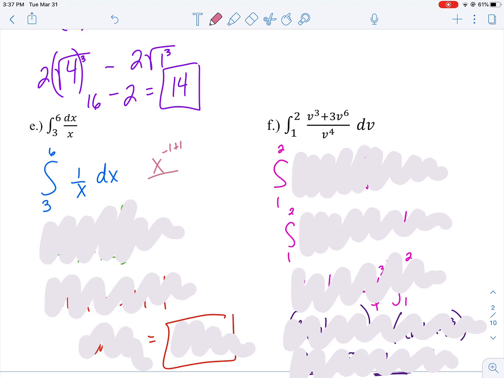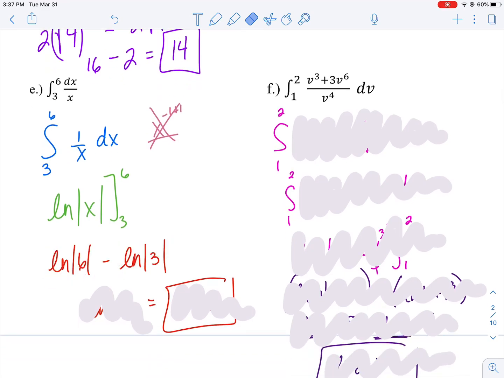Uh-oh, I hope you caught me. You should never be dividing by 0, right? And so do you remember the integration rule for 1 over x? Don't ever divide by 0. Remember that the antiderivative of 1 over x is the natural log of x. Natural log of x from 3 to 6.